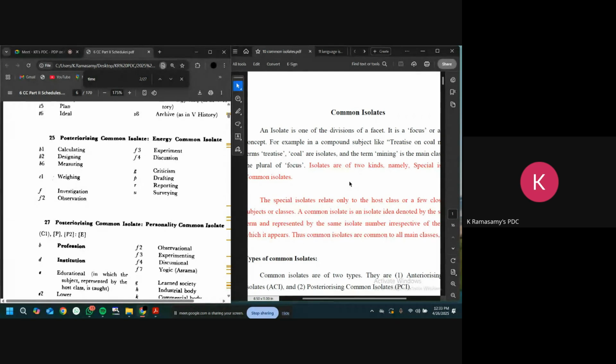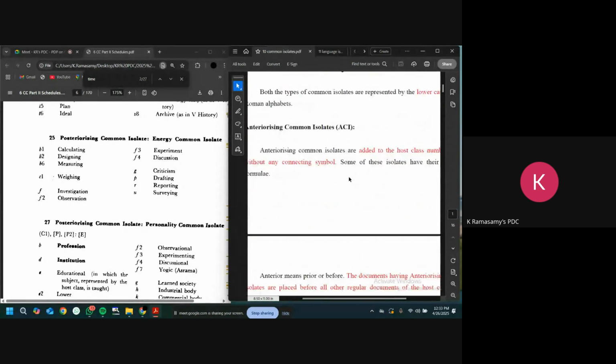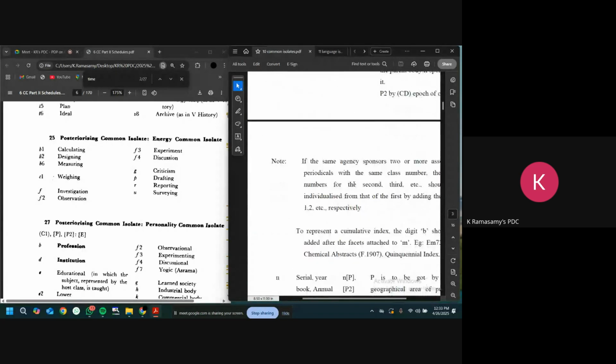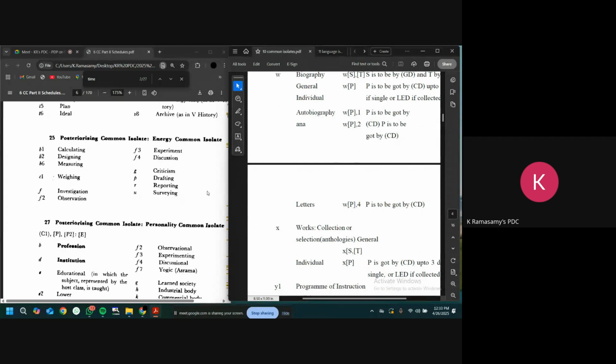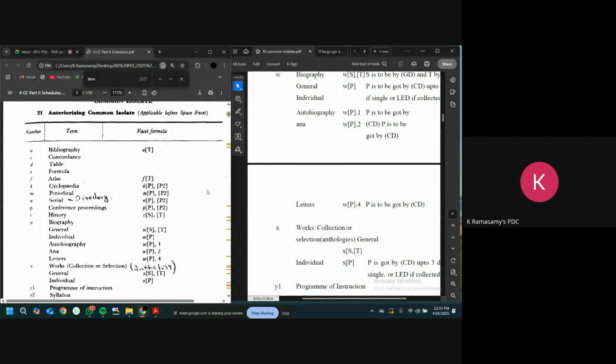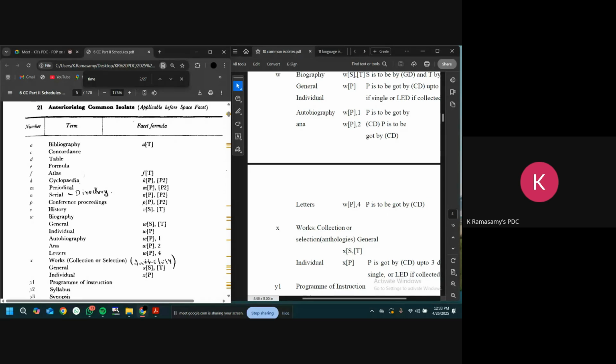Okay, fine. Common isolates are here. I'll just give a few examples for this. One thing you need to understand is that some of the common isolates have their own formula. For example, take encyclopedia. It has got a K, small k stands for encyclopedia. It has got a formula, P and P2. What is P, what is P2, we don't know. So please refer to the rule section. You can find out how to get P, how to get P2.